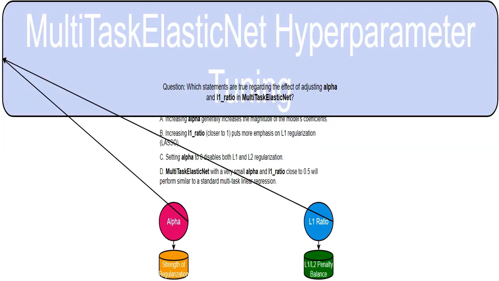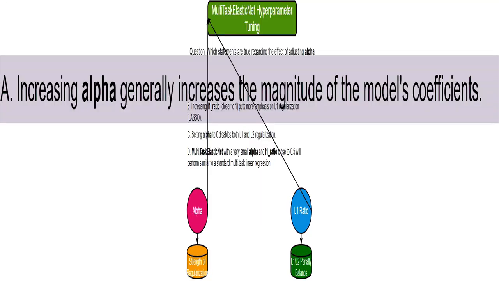This is false. Increasing alpha increases the strength of regularization, which actually leads to smaller, not larger, coefficient magnitudes. That's false. When alpha is 0, regularization is completely turned off. My model becomes a standard multitask linear regression without any penalty for large coefficients.